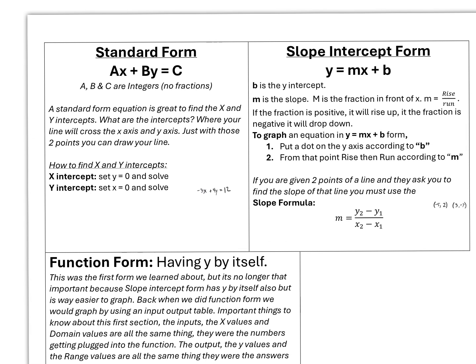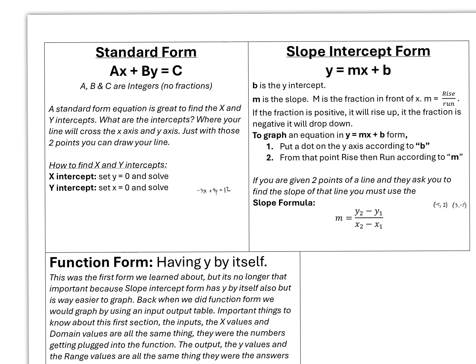What is the word form? Form simply means the way an equation is organized, right? So if you have an equation that has your x's and y's on the left side and a number by itself on the right side, that's called standard form. If you have y by itself, that's called function form, but it's also called slope-intercept form. Function form and slope-intercept form are the same thing.